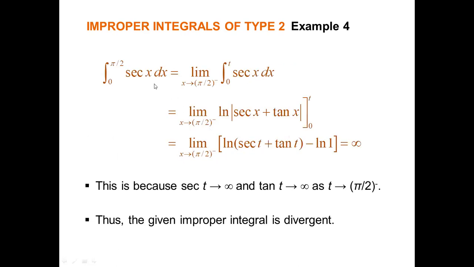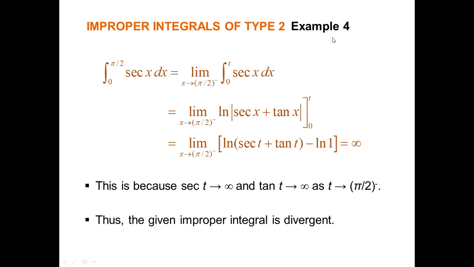So you can see here, if we evaluate the integral, that would be the limit of the integral from 0 to t, where this t is approaching pi over 2. The answer of the secant, if you recall in midterm, as we have discussed, is the ln of the secant of x plus the tangent of x. I hope you haven't forgotten yet.